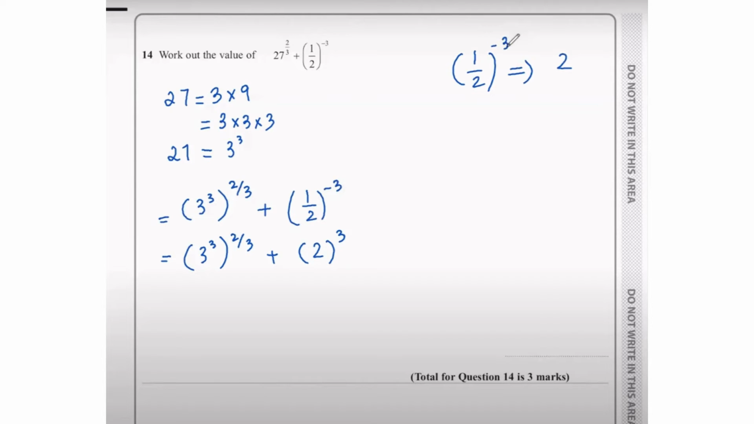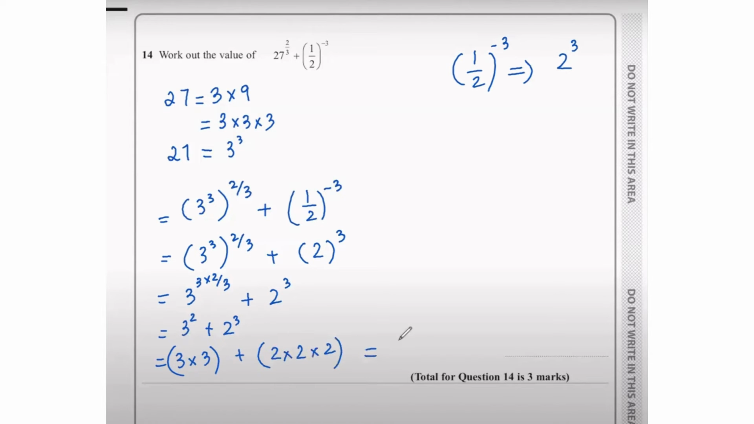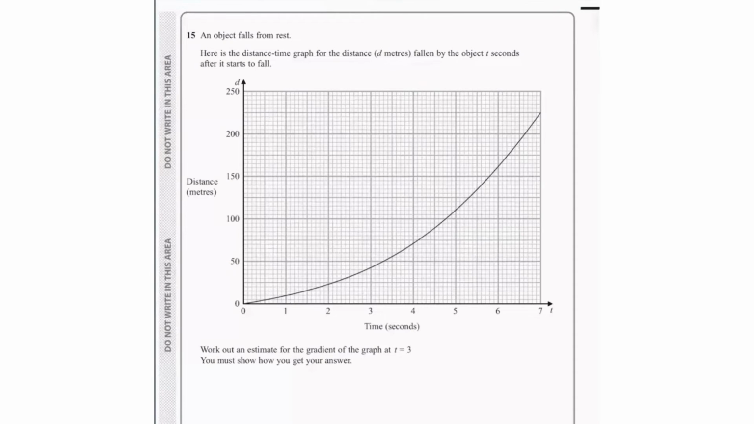1 over 2 becomes 2. So if the power is negative 3, when you flip it, the power becomes positive. So now whenever there's a power outside the bracket and inside the bracket, we multiply the powers, which is again one of the rules of indices. And this is 2 cube. So 3 times 2 over 3 is 2. So 3 square plus 2 cube. Now 3 square is 3 times 3. And 2 cube is 2 times 2 times 2. So that's 9 plus 8, and that is 17. That's your answer.